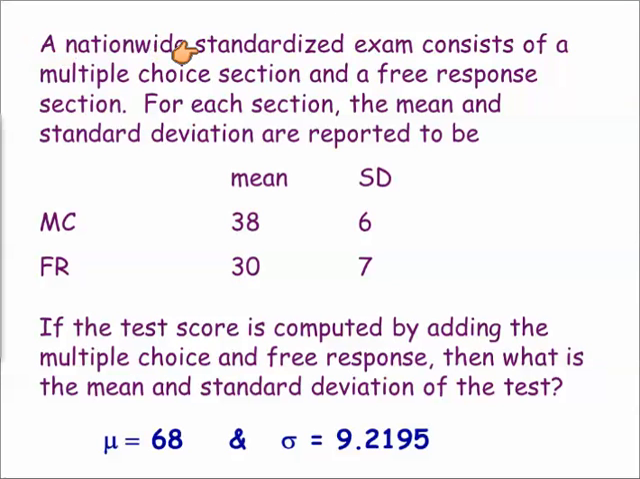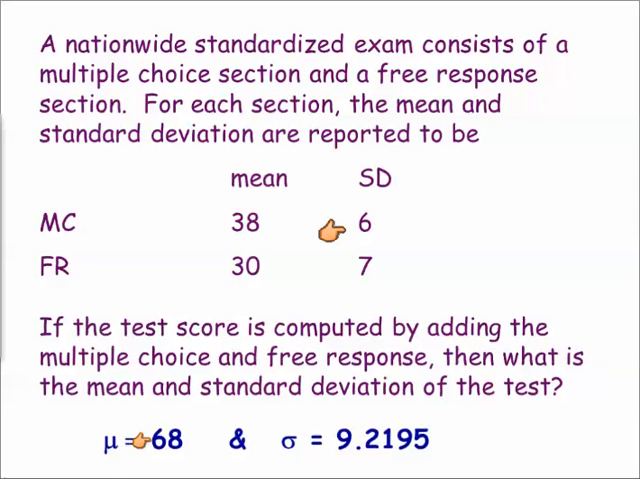A nationwide standardized exam consists of a multiple choice section and a free response section. For each section, the mean and the standard deviation are reported to be these numbers. Not unlike what you would see on the AP test. You've got a multiple choice with a mean and a standard deviation, and a free response with a mean and a standard deviation. If the test score is computed by adding the multiple choice and the free response, what is the mean and standard deviation of the test? You're going to add the means. 38 plus 30 gives you 68.